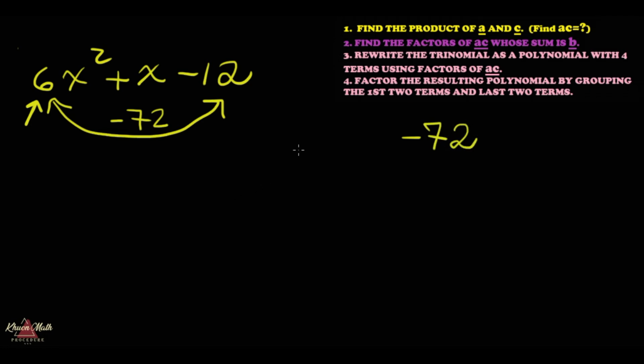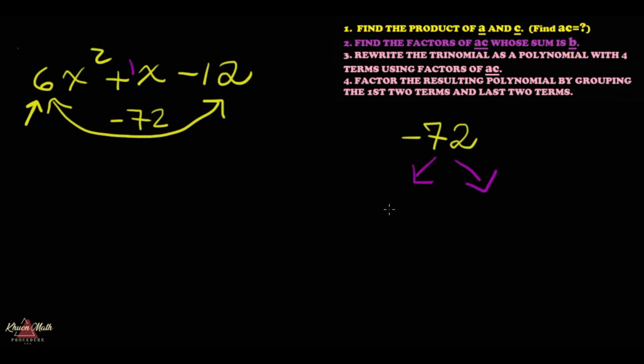Now step 2 is to find the factors of AC whose sum is b. So we have to come up with two numbers that when we multiply them, it comes out to negative 72, but when we add those two numbers, it comes out to b, and b is 1. So let's see if we can quickly come up with those two numbers.